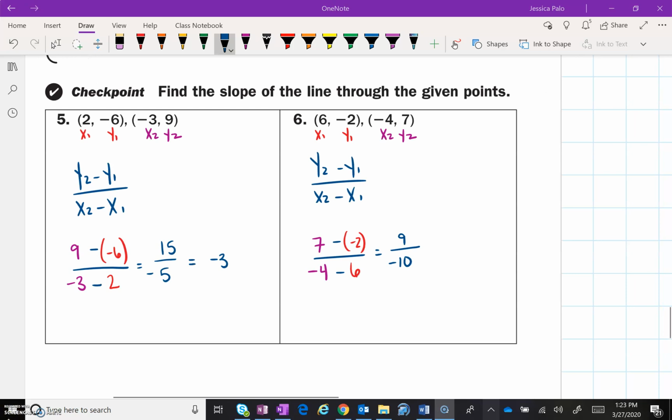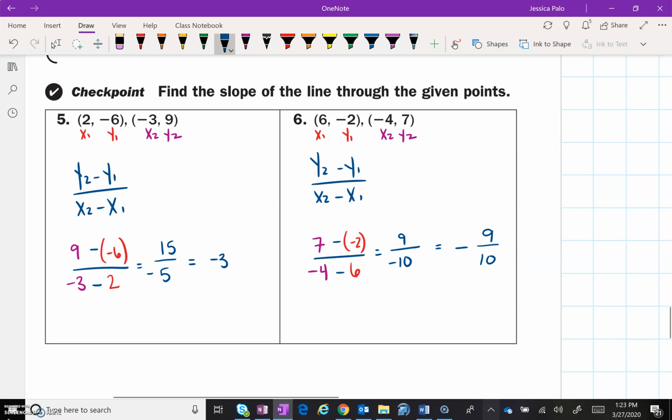Alright, here are the answers to your slope of the line checkpoint problems. y2 minus y1 over x2 minus x1. The answer to the first one came out to 15 over negative 5, which simplified to negative 3. And then for number 6, we got 9 over negative 10, which actually can be rewritten as negative 9 over 10.